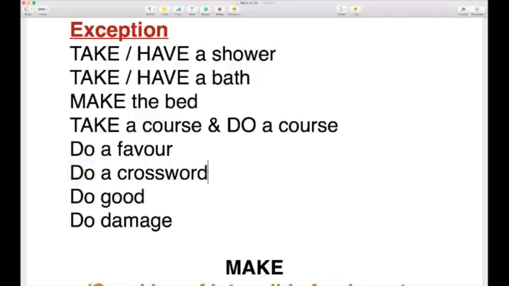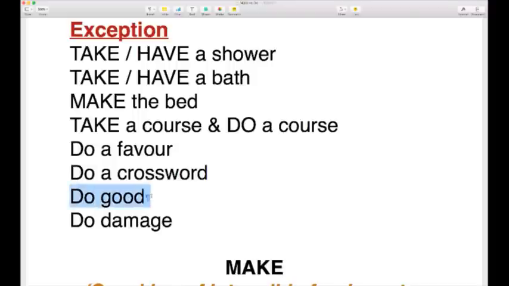You do a crossword. A crossword is a puzzle with words. It's a game. You do a crossword. You don't make a crossword. If you make a crossword, then you're the one who's actually creating the crossword for other people to do. But most people don't create crosswords, they do a crossword.